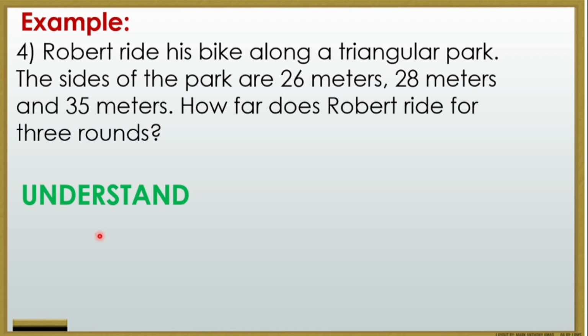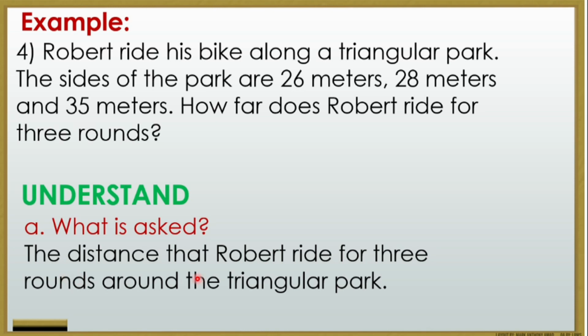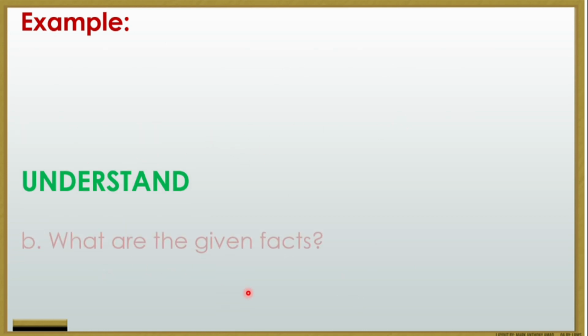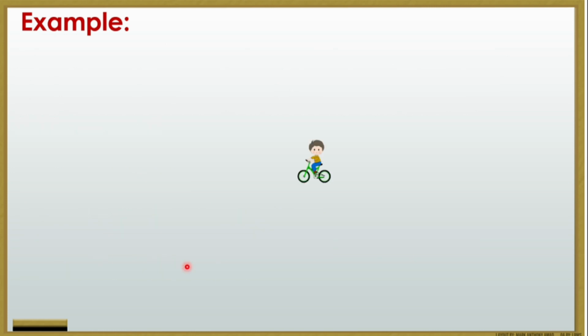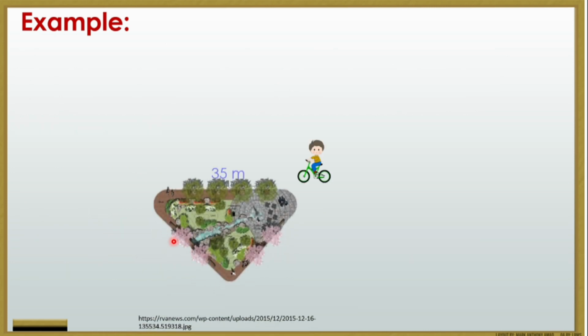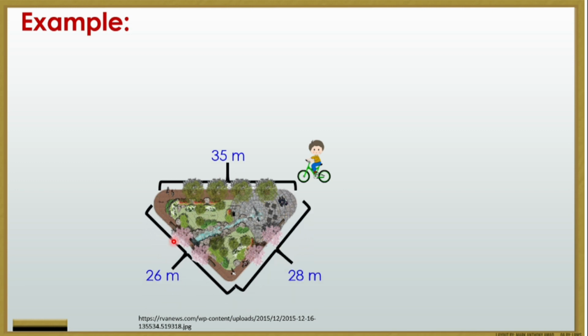Now, let's understand the problem. What is asked? The distance that Robert rides for 3 rounds around the triangular park. This would be the clue. And then, the given is a triangular park with sides of 26 meters, 28 meters, and 35 meters. Take note, it involves a triangular park. Okay, so this would be the visual representation.